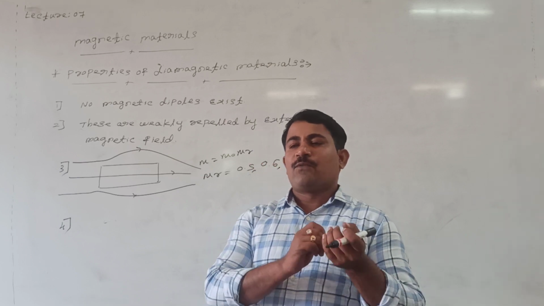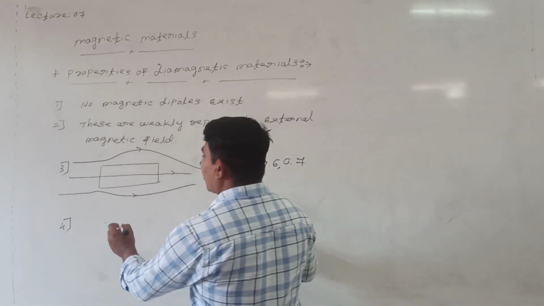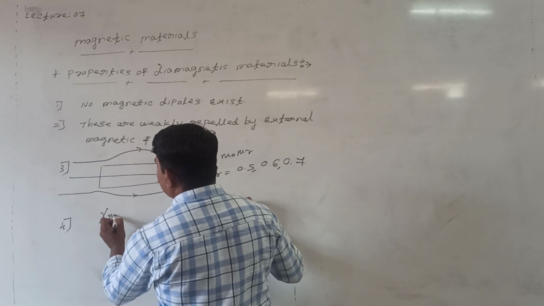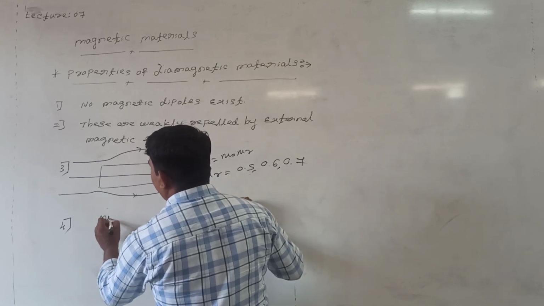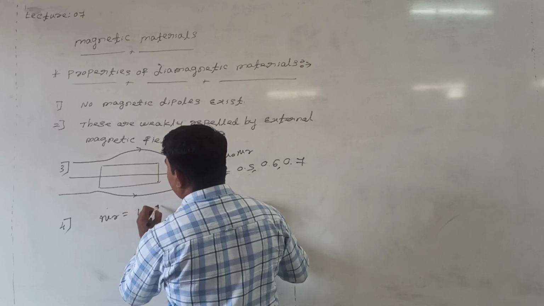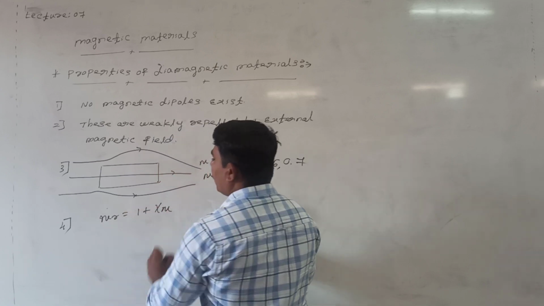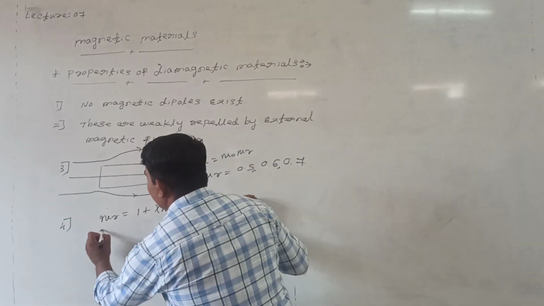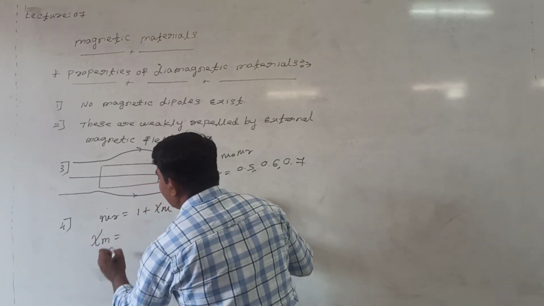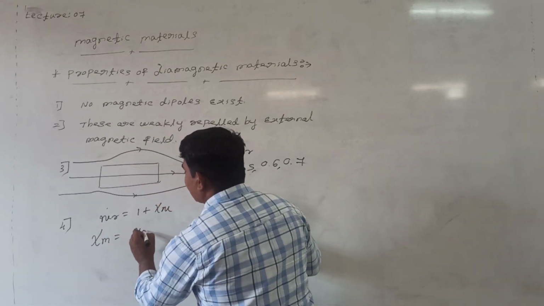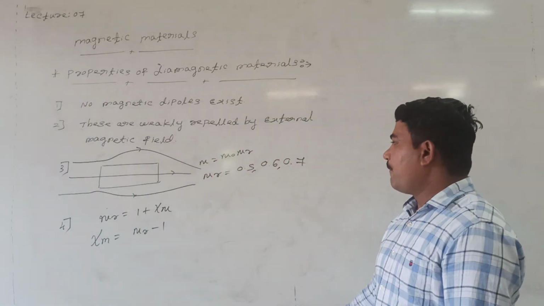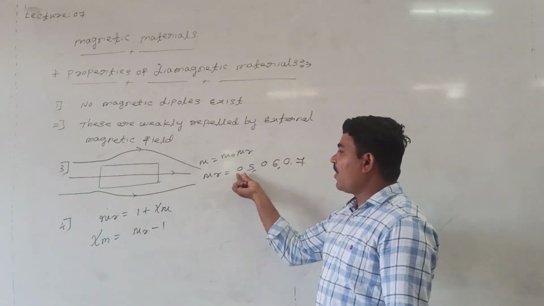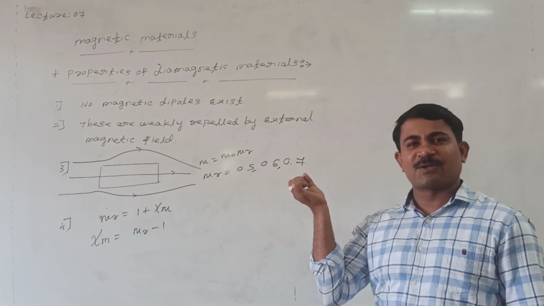See here. We know this relation: mu r is equal to 1 plus xi m. So xi m, the magnetic susceptibility, is nothing but mu r minus 1. Are you following? Mu r, the magnetic permeability, is of this order.